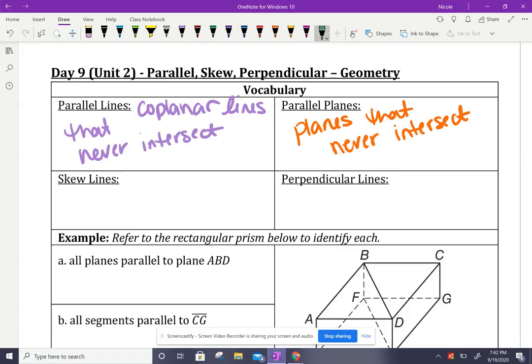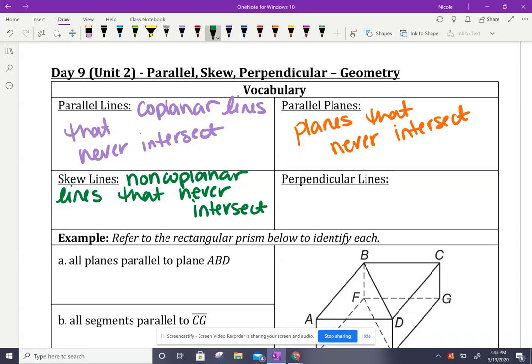And then we're going to take a look at skew lines. Skew lines are non-coplanar, so meaning not on the same plane, that never intersect. So the trick here is also they are not parallel, not considered parallel.